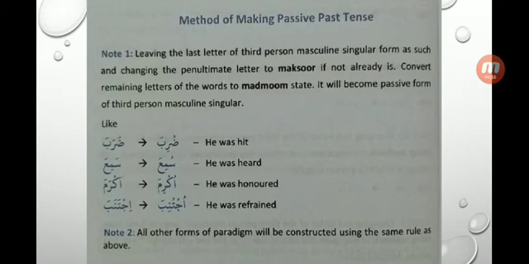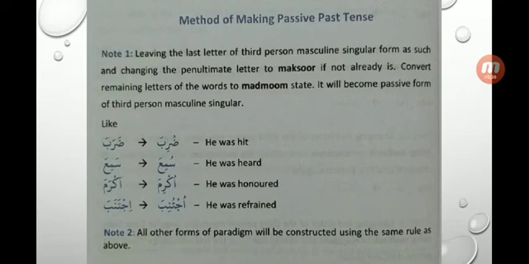Because he is the object and hitting is the verb, and we do not have the doer here, the meaning of the passive tense is associated with the object and verb only. Then sami'a becomes sumi'a, he was heard. Akrama became ukrima, he was honored. And ijtanaba became ujtuniba, he was refrained.